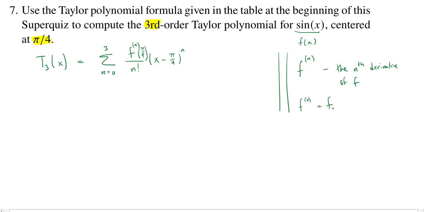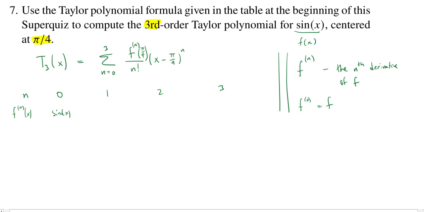So let's make a table. Everything in here is very well prescribed except that we need to actually work out what the nth derivatives are and evaluate at pi over 4. So n could be 0, 1, 2, or 3. Let's work out the different derivatives. What is f^(n) of x? When n is 0, it's just the original function, which is sine of x.